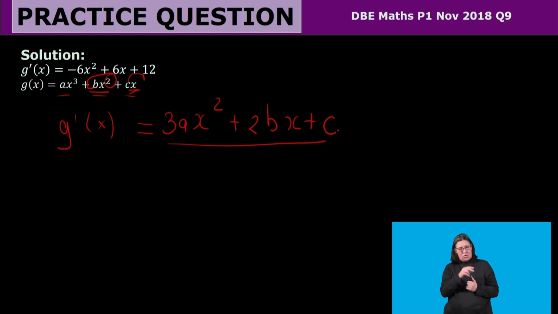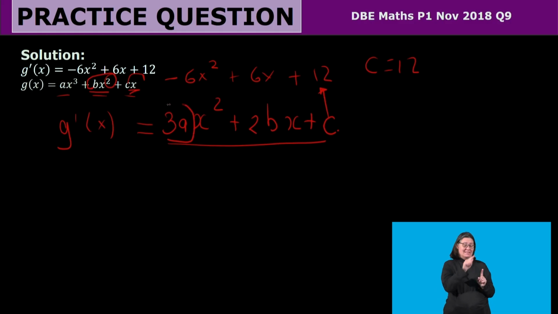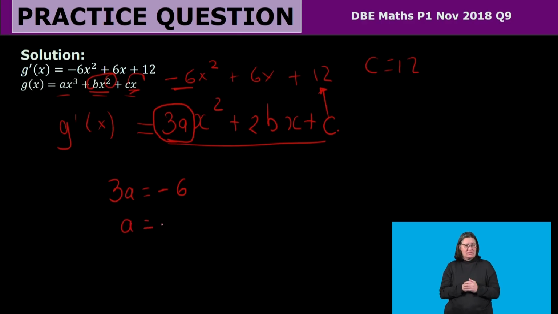And now look at this, and I compare it to what they've given me. They've said, well, this is supposed to be minus 6x squared. This is supposed to be positive 6x. And this last one is supposed to be positive 12. So straight away I can see that c has to be 12 if these are equivalent expressions. So c is equal to 12. I know that this entire coefficient must have the same value as minus 6. So therefore I equate 3a to negative 6, and I solve for a by dividing through by 3. So I get a is equal to negative 2.